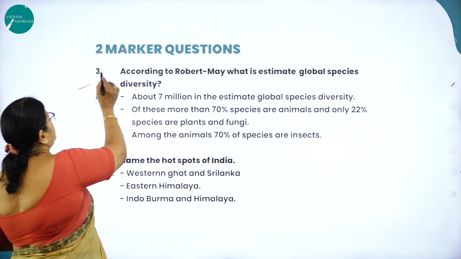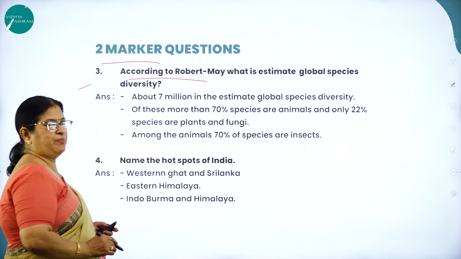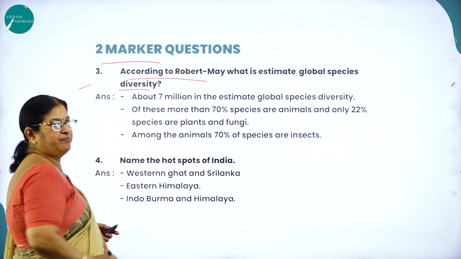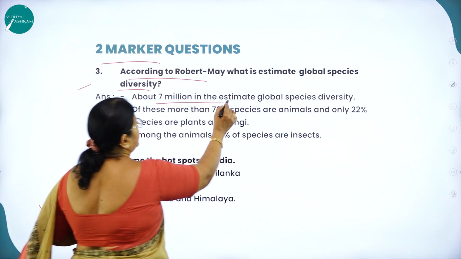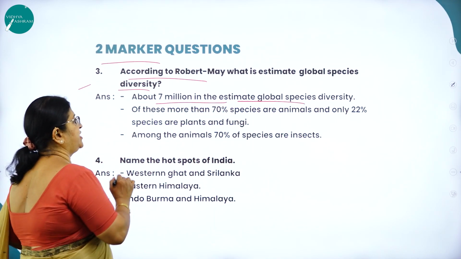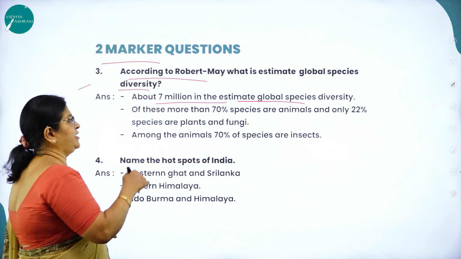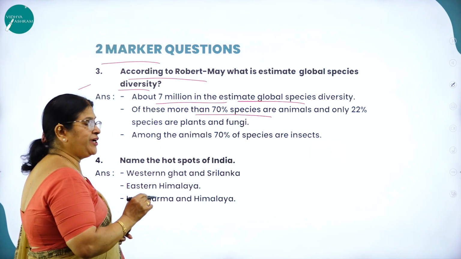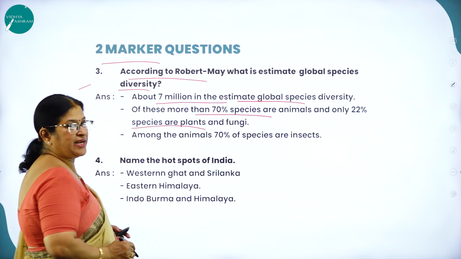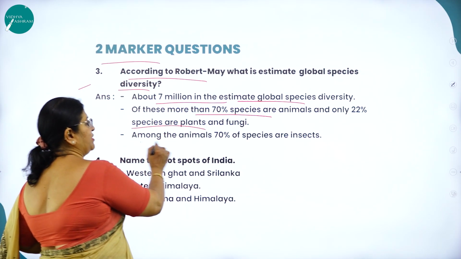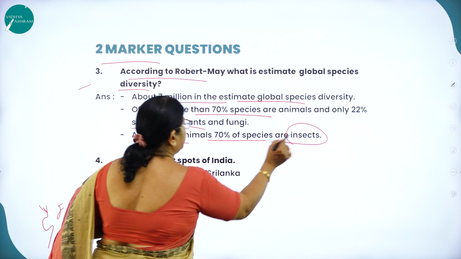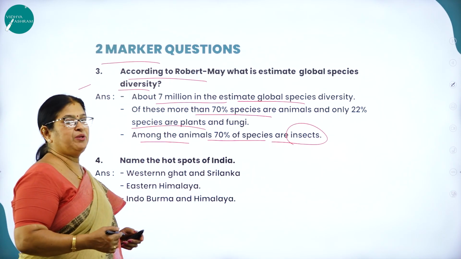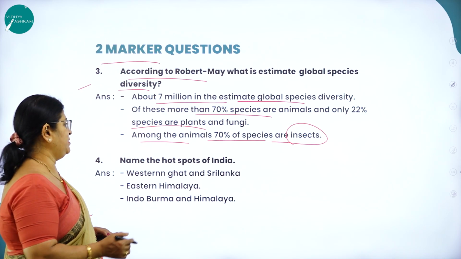Next, for a 2-marker question, according to Robert May, what is the estimate of global species diversity? About 7 million. Of these 7 million, more than 70% of species are animals and only 22% are plants and fungi. Among the animals, 70% of species are insects. As we know, insects dominate; we find them in greater number compared to other animals.